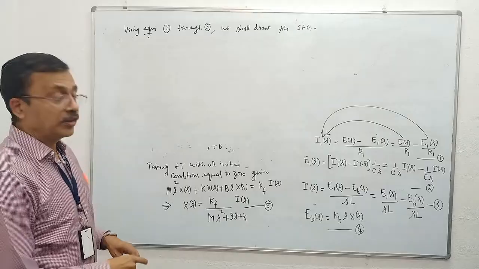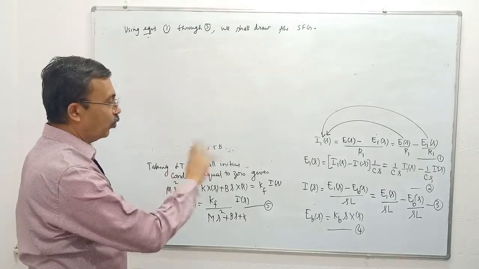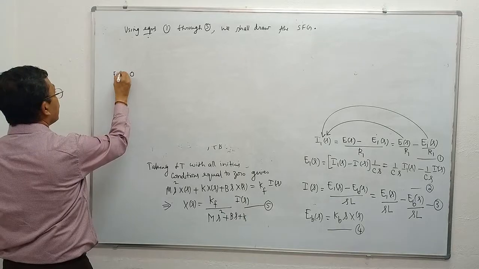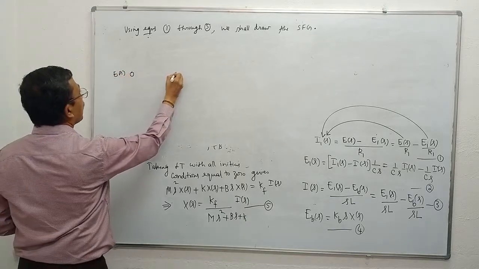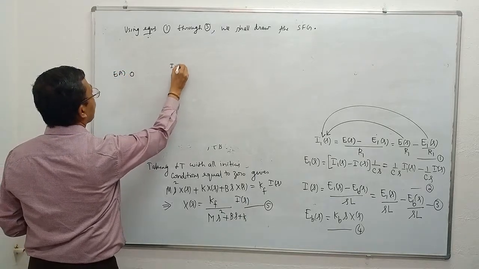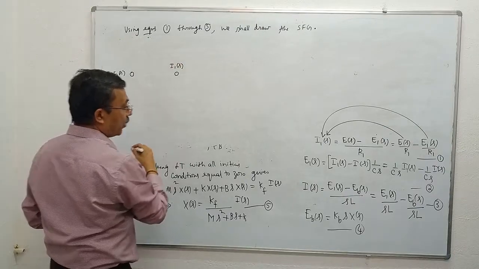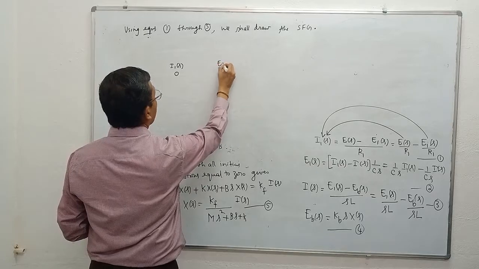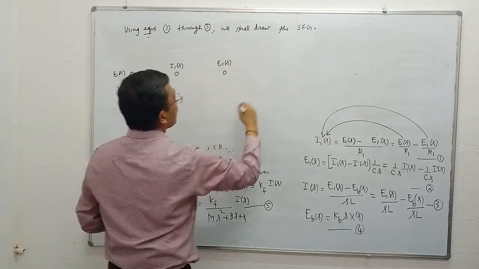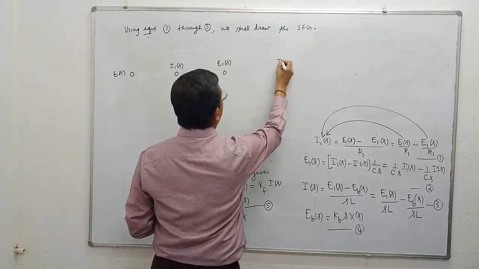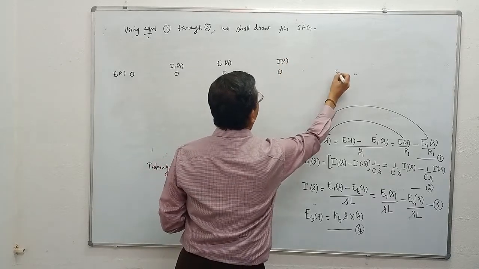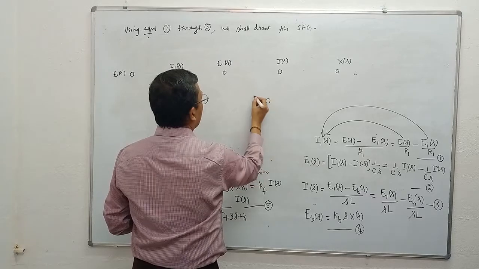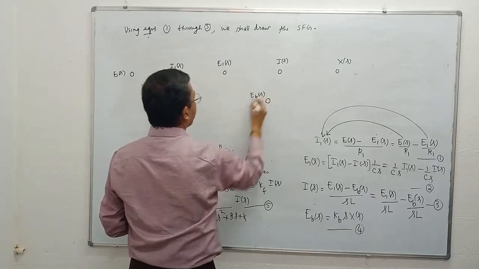So what we will do? We shall mark the nodes with voltages and currents alternating. First I will write E of s, then I will mark the node I1 of s, then the node E1 of s, then the node I of s, finally the output node x of s. A feedback node EB of s I will write here.